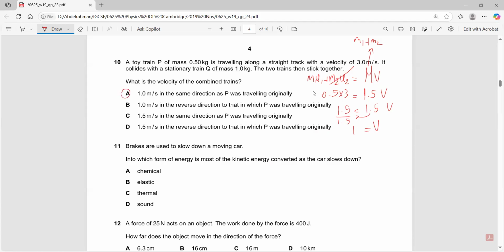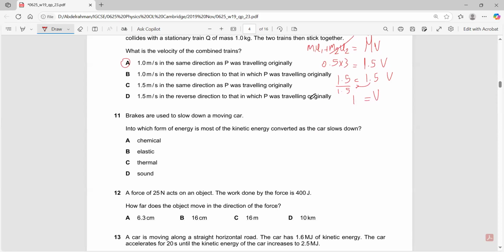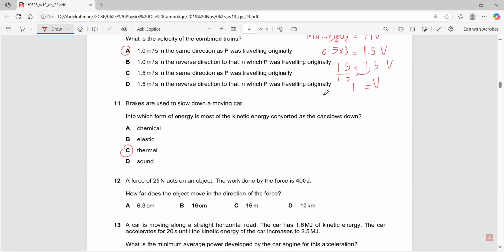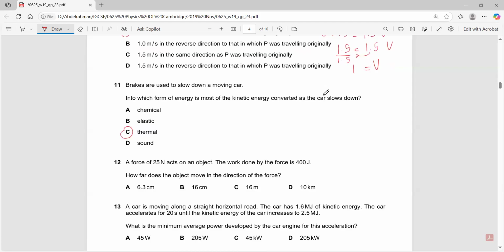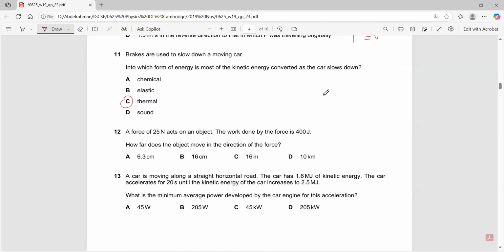If you have two objects, one stationary and the other traveling in a certain direction, it would collide with the object and they would both move in the same direction. Brakes are used. In which form of energy is most of the kinetic energy converted as it slows down? Definitely thermal energy. A force acts on an object. The work done by the force is 400 joules. How far does the object move?